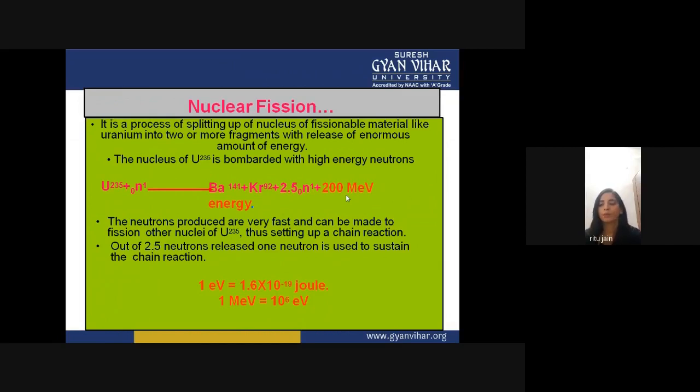One electron volt has this much energy, represented in joules, which is 1.6 times 10 to the power minus 19. The neutrons produced are very fast and can be made to fission other nuclei of uranium 235, setting up a chain reaction. Out of 2.5 neutrons released, one neutron is used to sustain the chain reaction.